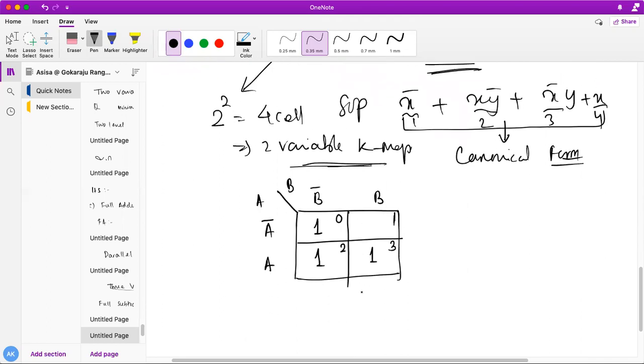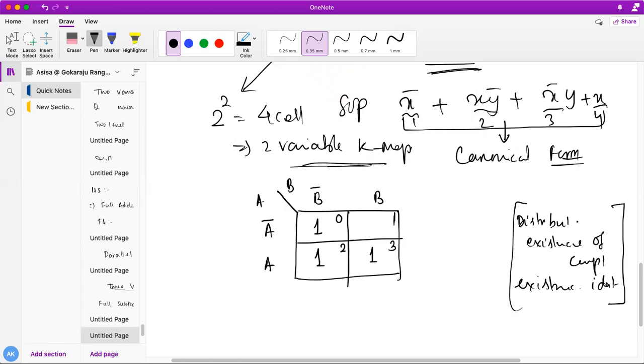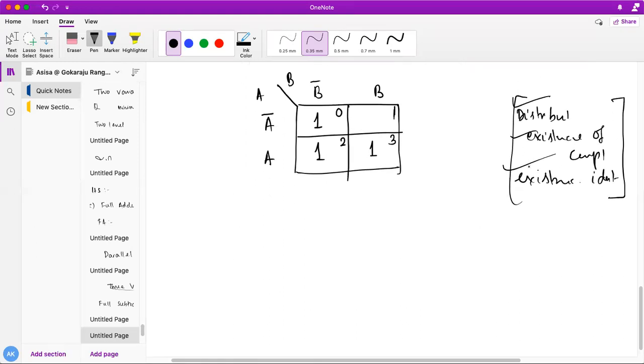Why am I combining? If I combine, I can apply three different things of Boolean algebra at a time. What are those? Distributive law, then existence of complement, and finally existence of identity element. If I combine the min terms, with one combination I use these three postulates of Boolean algebra at a time. So what am I actually doing? You can see over here, I am just doing a b bar and a bar b bar. If I am combining this, what am I going to do?